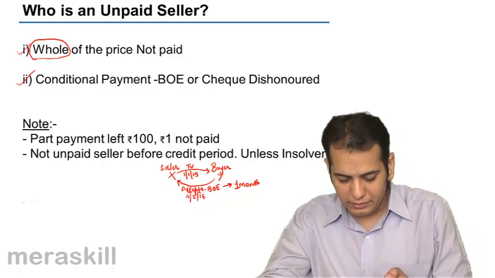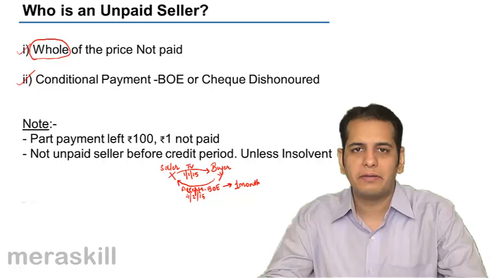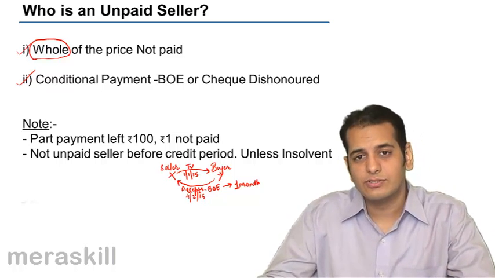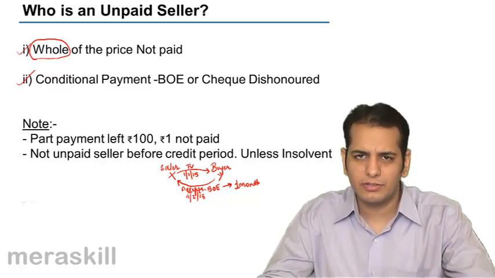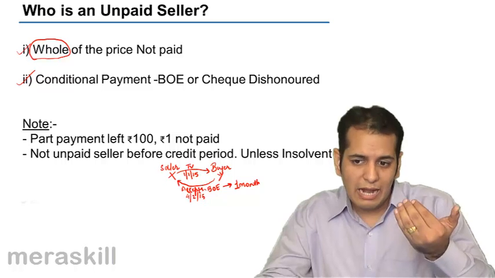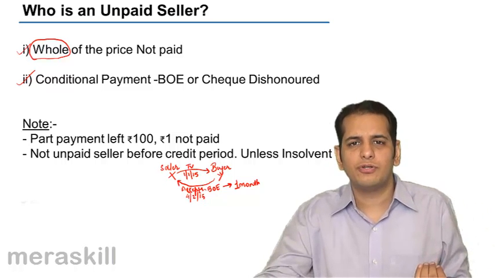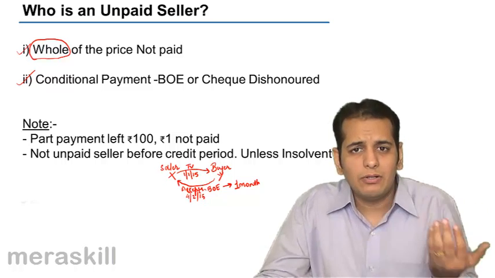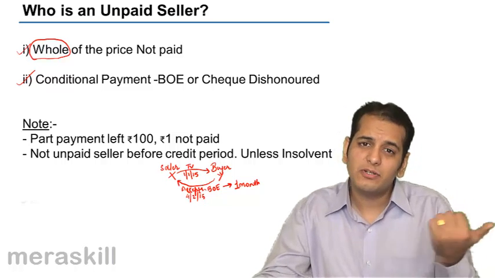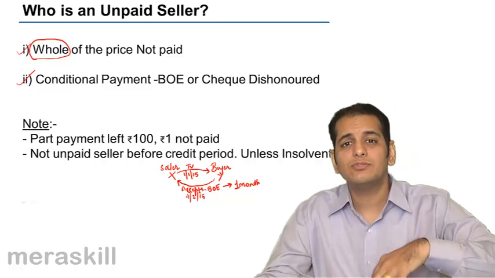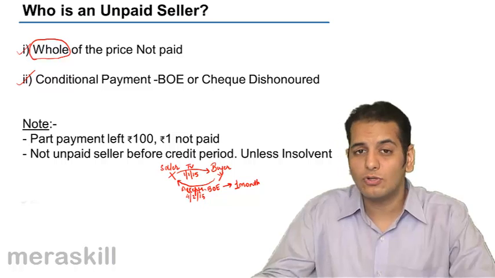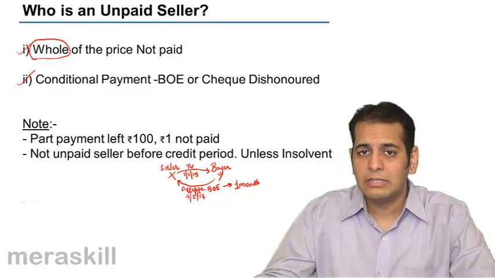But during this period from 1st Jan to 4th Feb, we cannot say that X is the unpaid seller because he has given him the credit. The payment is not yet due. If the payment is not due, Y is not required to pay him. So how can we call him an unpaid seller? Unpaid seller means one who has not received his due payment. But payment is not due yet, so we cannot call him that.